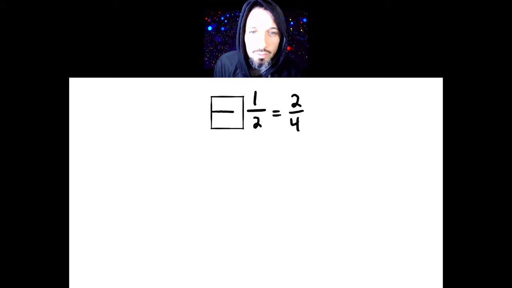So I have one whole amount that is going to be split up into two parts. And I'm looking at one out of those two slices. So I'm going to shade 1 out of 2. That's 1/2.